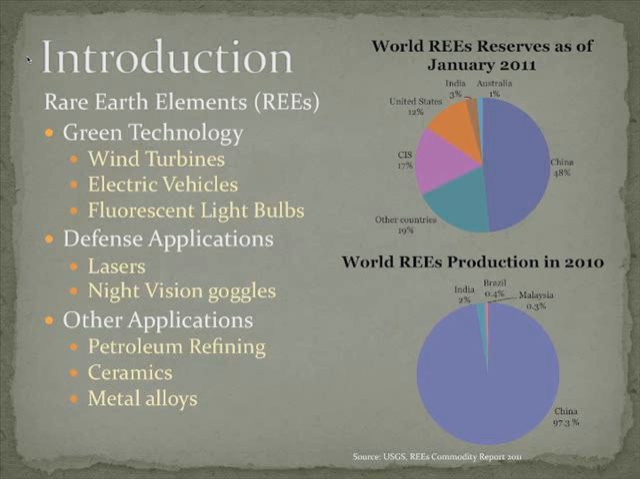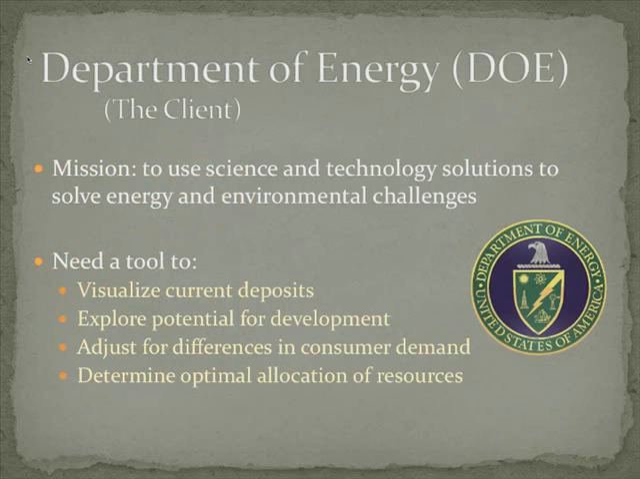As can be seen by the two pie charts, China has the largest amount of REEs, 48% of the world's reserves, and controls 97% of the world's REEs production. Fortunately, the United States possesses 12% of the world's REEs reserves. This means it could support its own demand. In order to reclaim energy independence through renewable resources, the United States needs to develop active REEs mines.